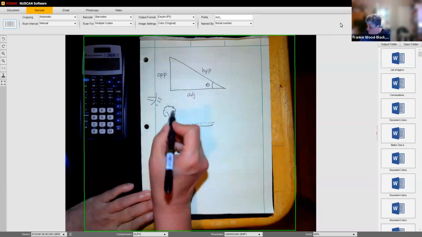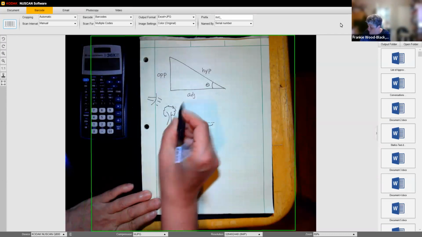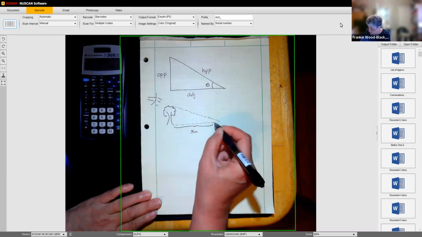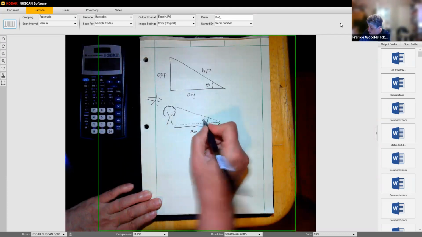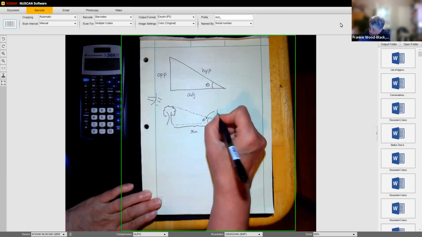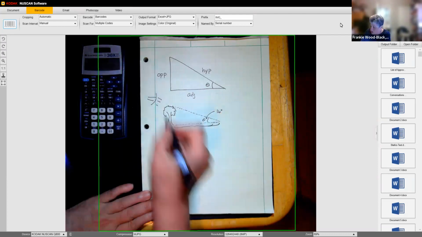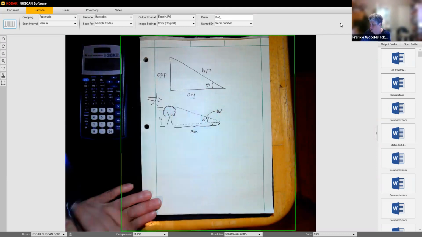We can take our phone, or we can take a protractor, and I'm going to make this a 3 here. We can measure this angle and say that this angle is 16 degrees. We want to know how tall is our tree. How tall is the tree?